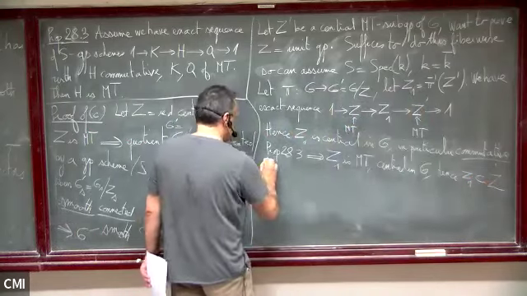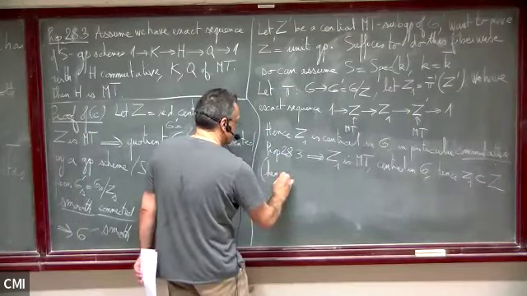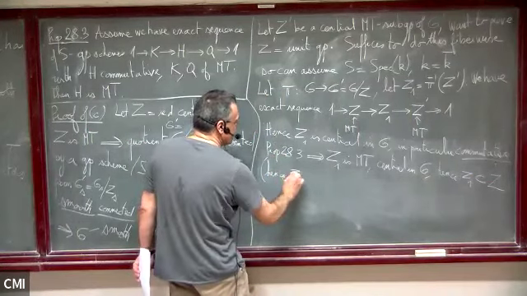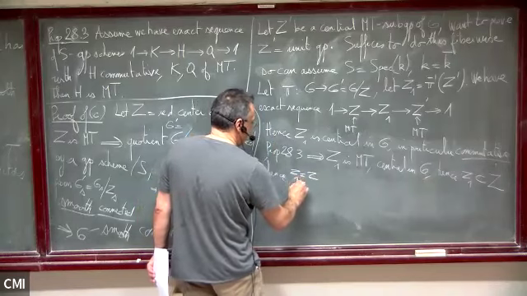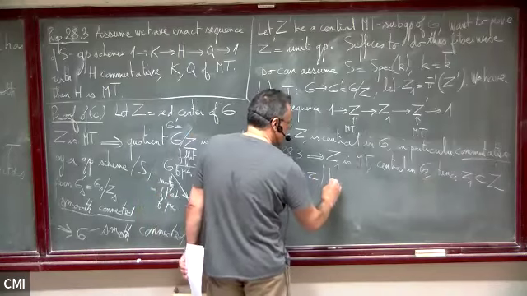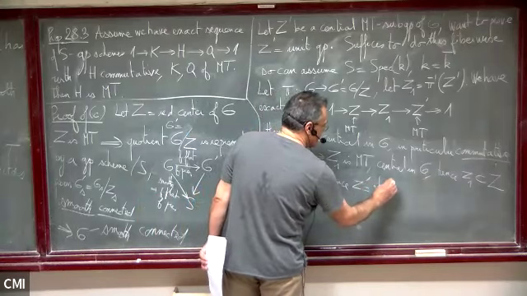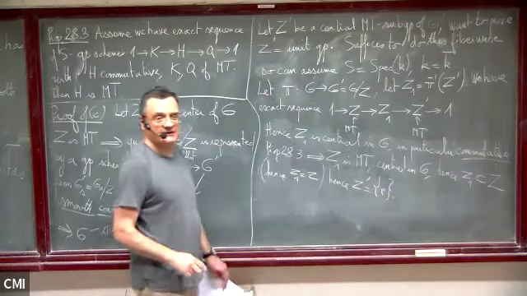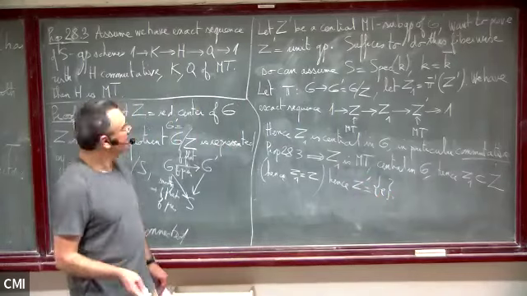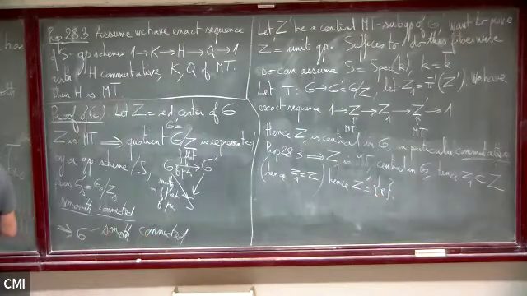And it contains the reductive center, so in fact, they are equal. But the point is that hence, Z prime is a unit group. And so this completes the proof. This completes the proof of this.